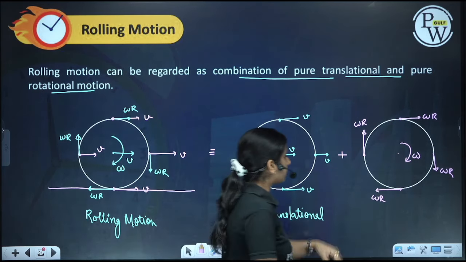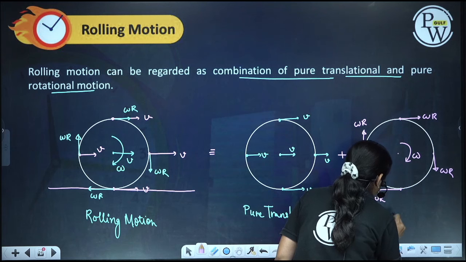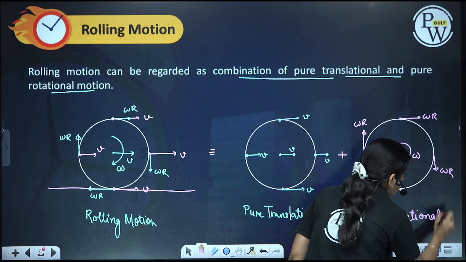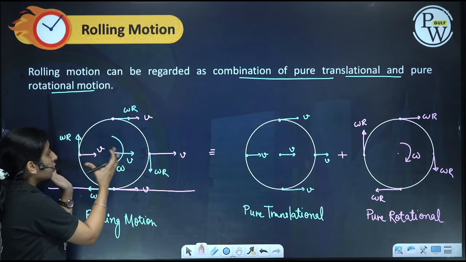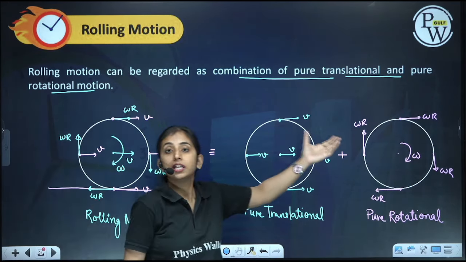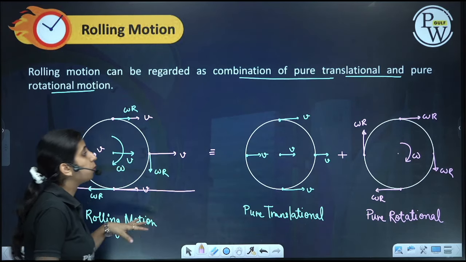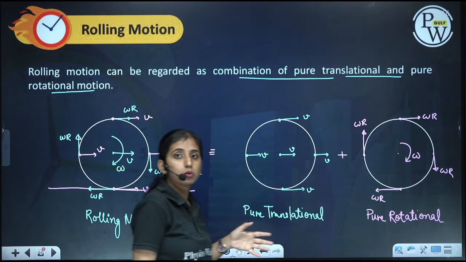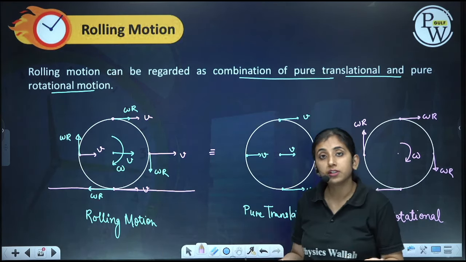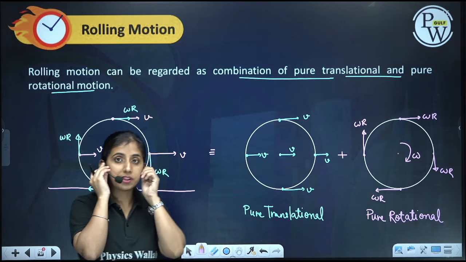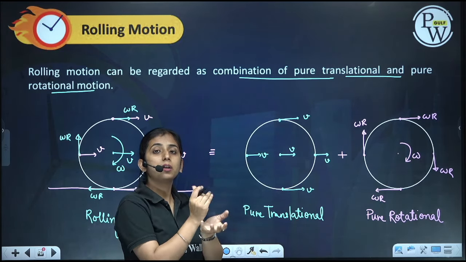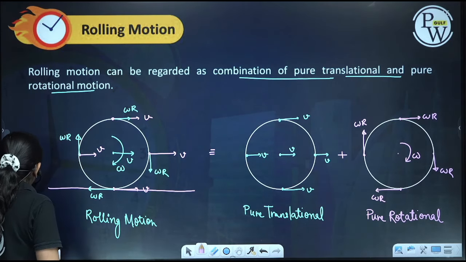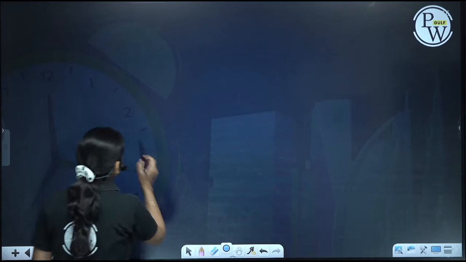Okay, so we can easily see that this motion is a combination of these two motions. This is the pure translational part and this is the pure rotational part. So this motion is a combination of these two motions. Such a motion is called rolling motion. Now rolling motion can be of two types: rolling with slipping and rolling without slipping. In rolling with slipping, the body is rolling as well as slipping forward. But in rolling without slipping, the body is not slipping forward.